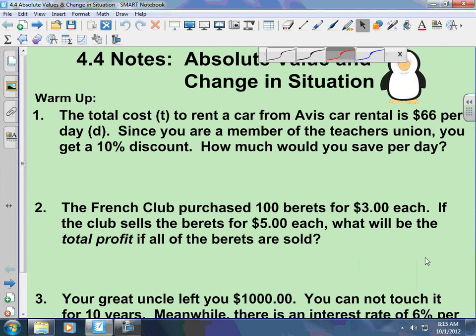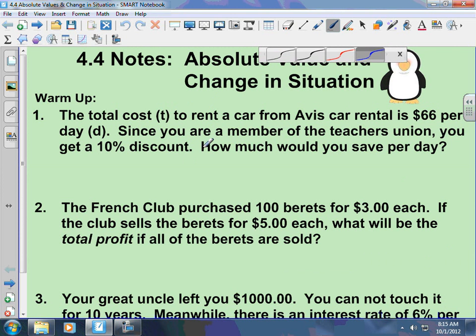Okay, this is lesson 4.4, absolute value and change in situation. We're going to go ahead and do the notes, the warm-up. So go ahead and do the warm-ups, pause the video, and then start it when you're ready.